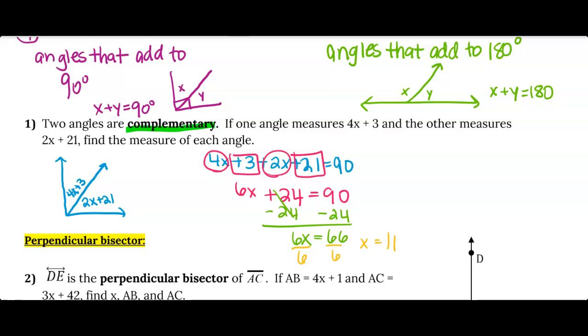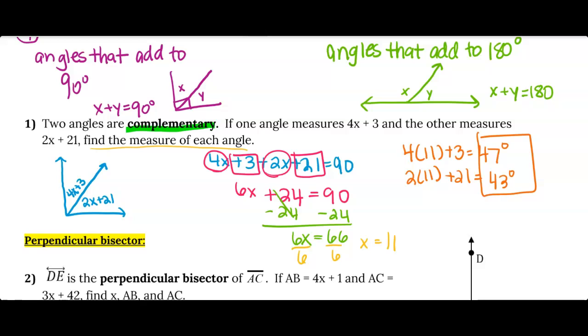They did not ask you to find x, they asked you to find the measure of each angle. So to do that, you're going to take your 11 and plug it in for both angles. So you would do 4 times 11 plus 3, which is 47 degrees, and 2 times 11 plus 21 is 43 degrees. The last thing you can do to check is add those two angles together and see if they equal, not 180, they equal 90 because it's complementary. As long as they equal 90, then you know that you've done it correct.